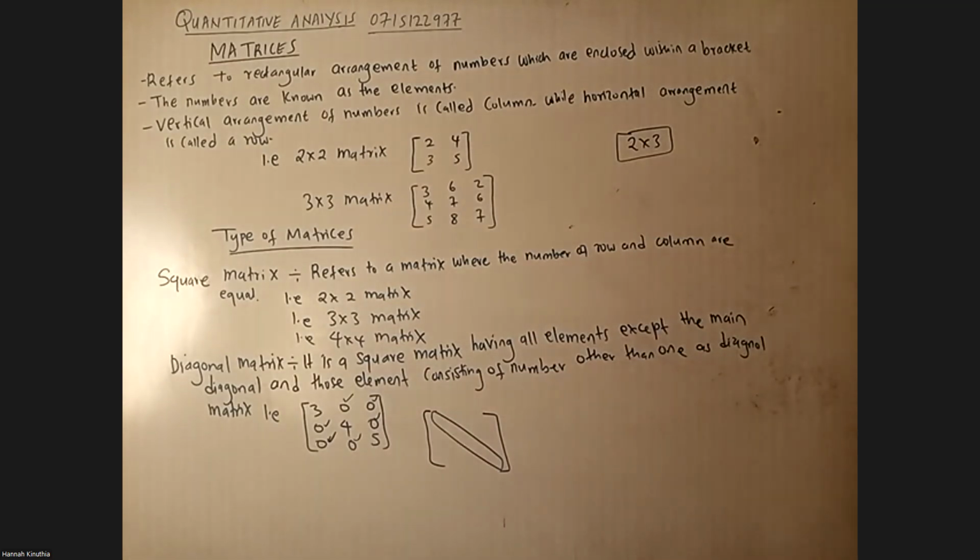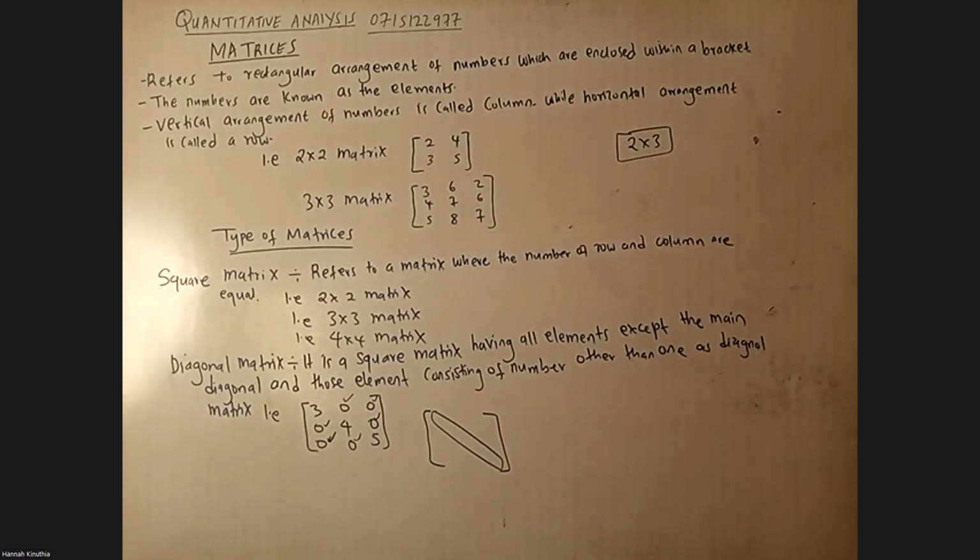It's a matrix where the elements below the diagonal and above the diagonal are zero. So it must be a square matrix having all elements except the main diagonal as zero, and the diagonal elements are numbers other than one. That one is okay. Next is the unit matrix.